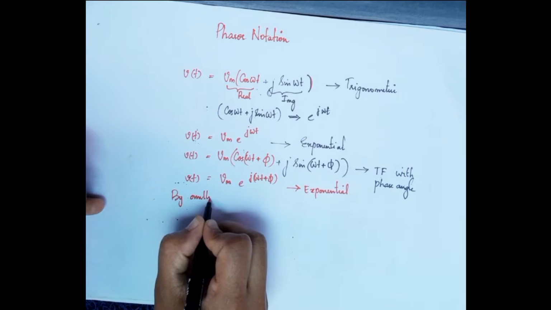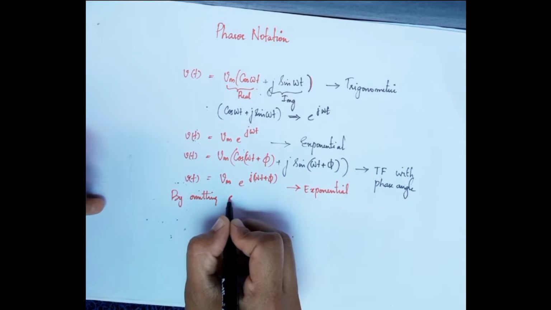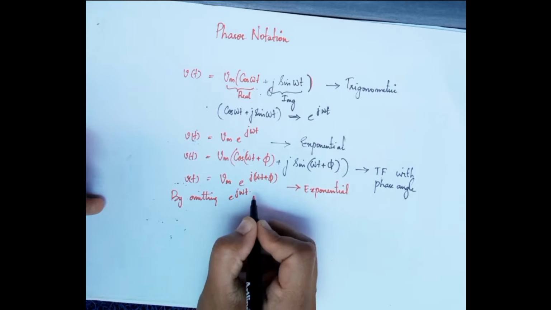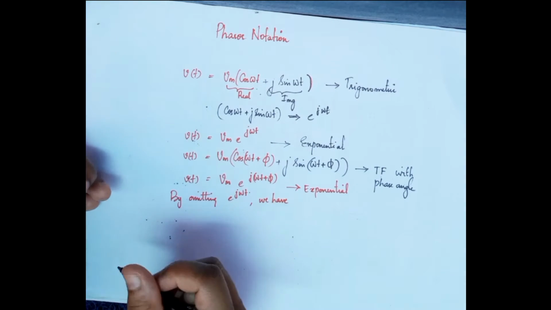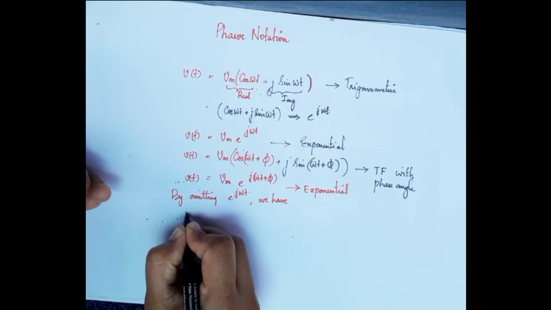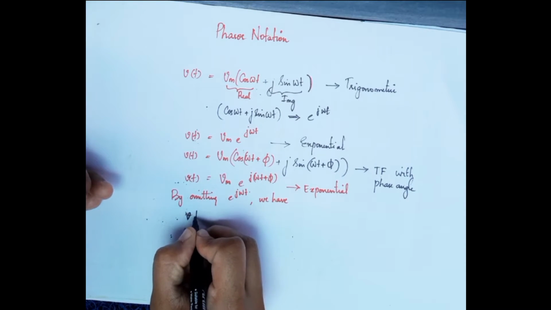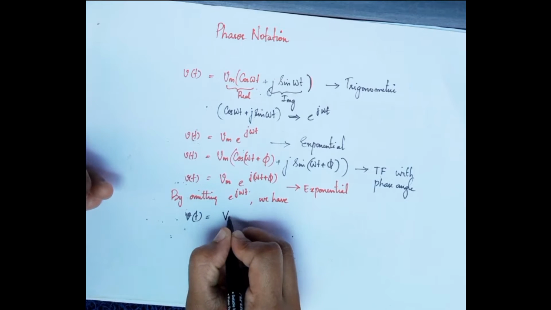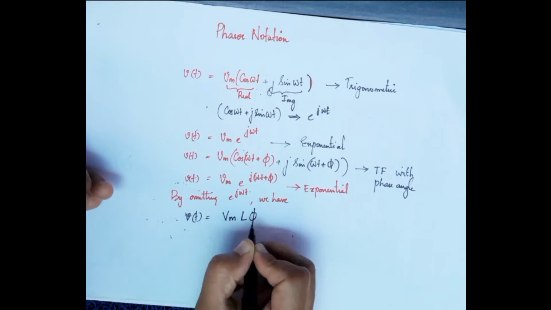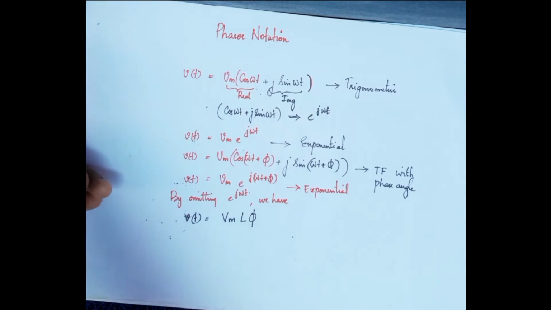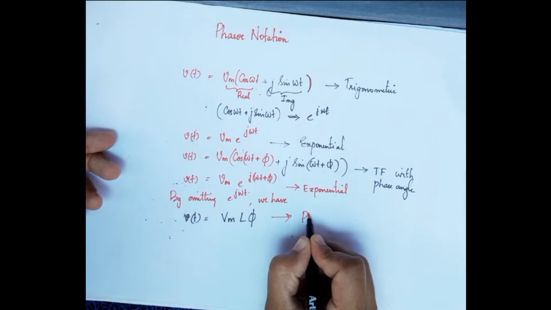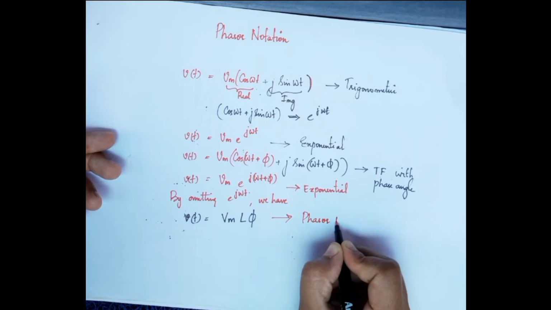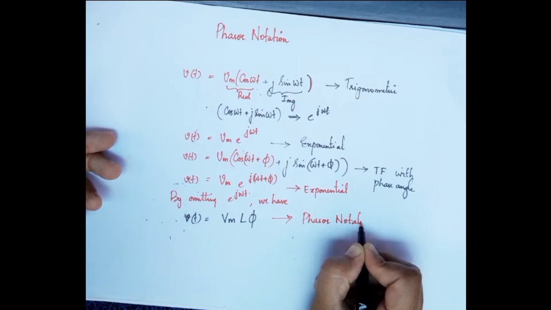Another way of representation is using only the magnitude and phase angle. That is, we can omit e power j omega t. We have voltage as Vm angle phi. This form of notation is called the phasor notation.